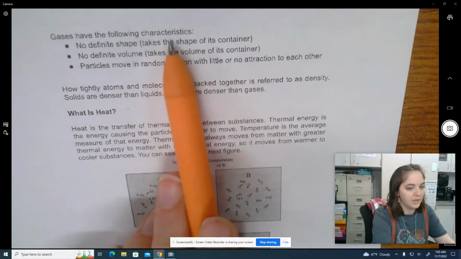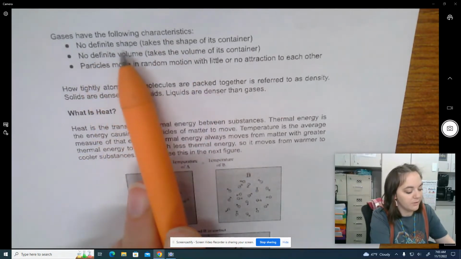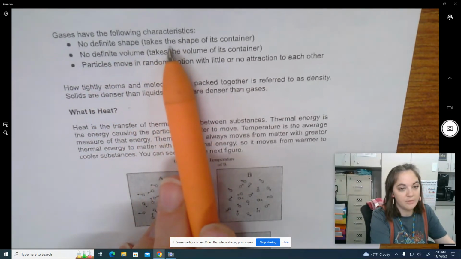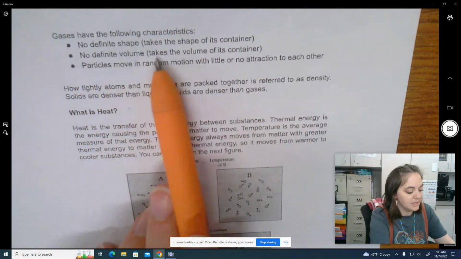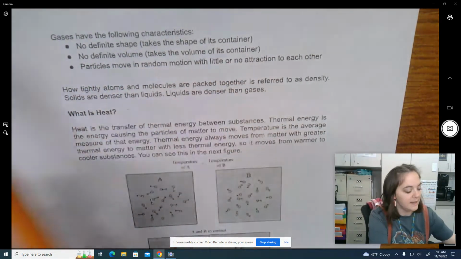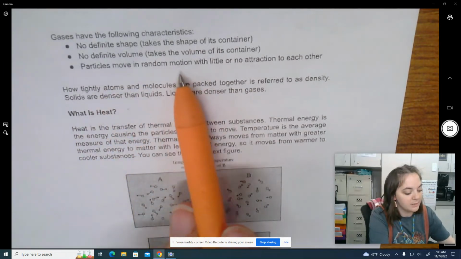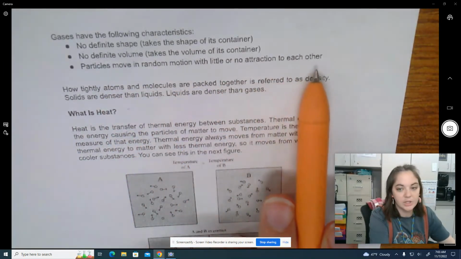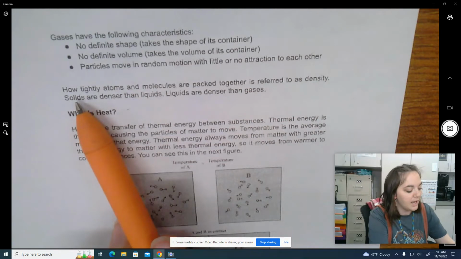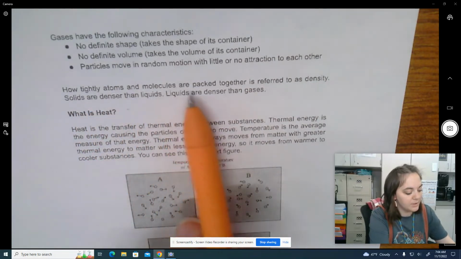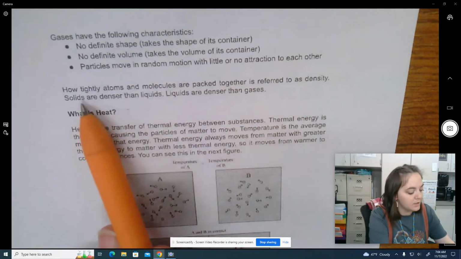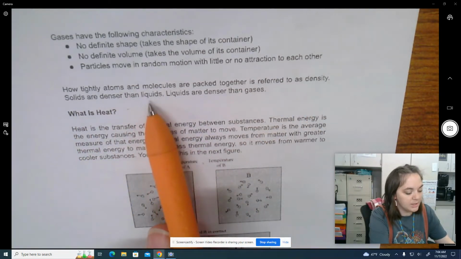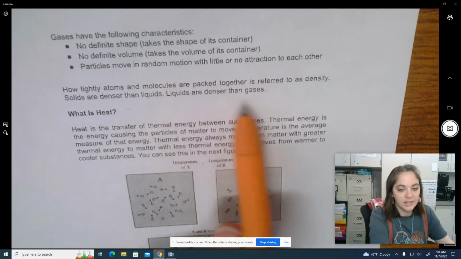Gases have the following characteristics: there's no definite shape, or they take the shape of its entire container, no definite volume, it takes the volume of its container, and the particles move in random motion with little or no attraction to each other. How tightly atoms and molecules are packed together is referred to as density. Solids are denser than liquids. Liquids are denser than gases.